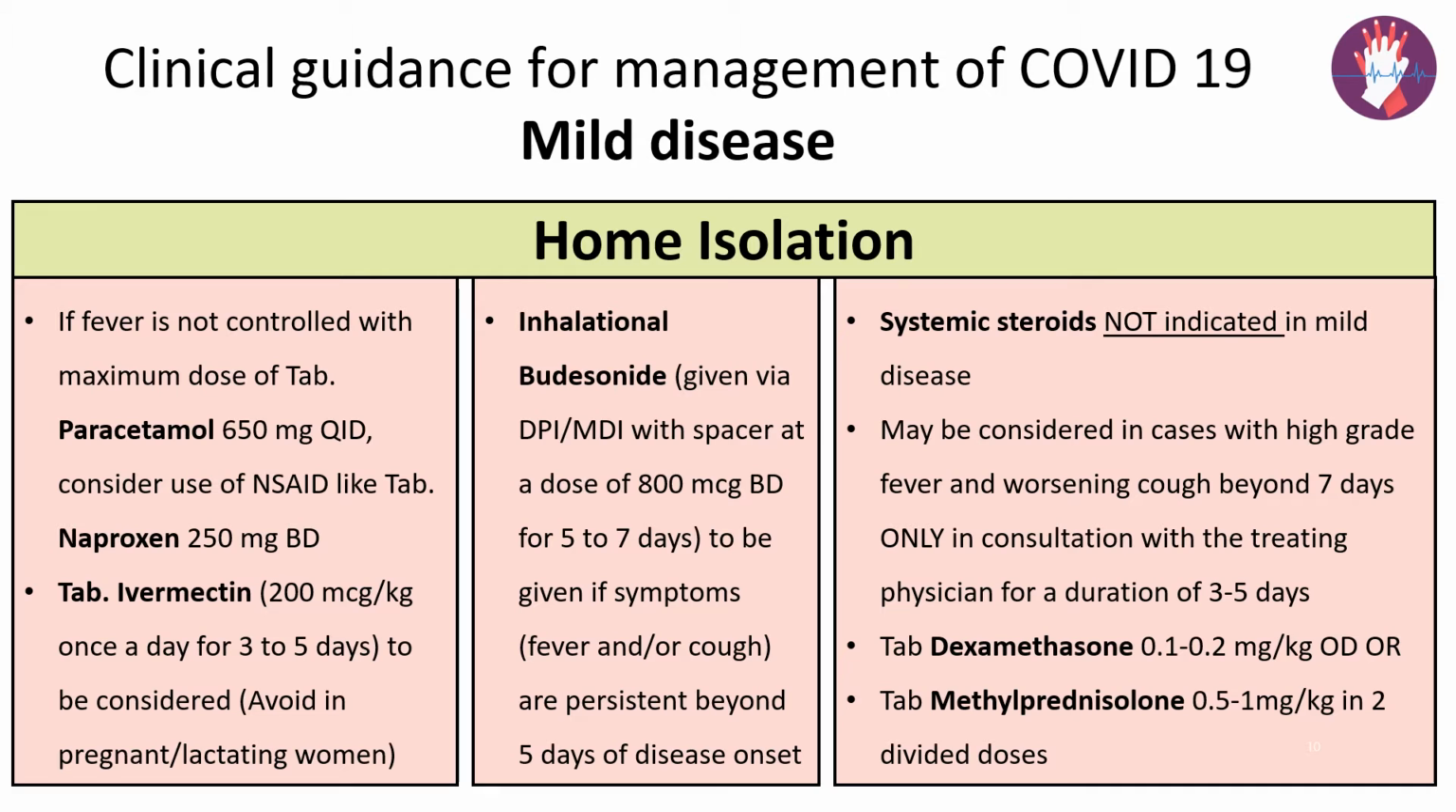It could be considered only after 7 days, once the infective stage of the disease is settling down and the inflammatory stage starts, in consultation with a treating physician, for a short duration of 3 to 5 days. And for this, you could use dexamethasone 0.1 to 0.2 milligram per kilogram once daily, or if not available, go for methylprednisolone orally at 0.5 to 1 milligram per kilogram in 2 divided doses.